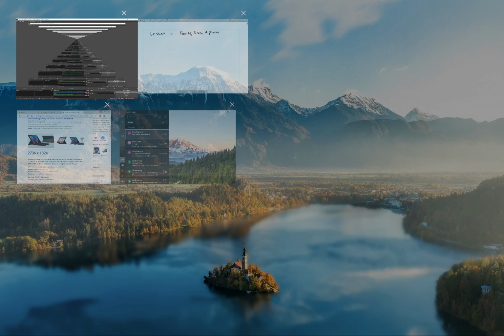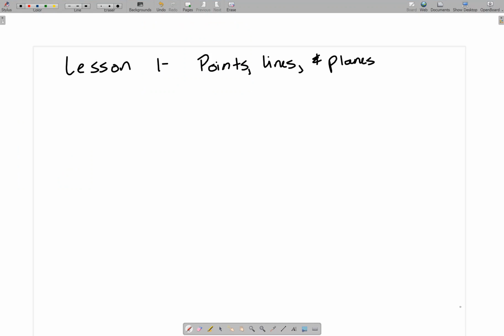Good morning, everybody. So let's take a look at what we're going to be doing today. Today we're starting out our new unit. This is Unit 1, which is all about tools of geometry. The first lesson, Lesson 1, we're going to be going over here today, and that is all about points, lines, and planes. So we're going to start by defining some terms here.